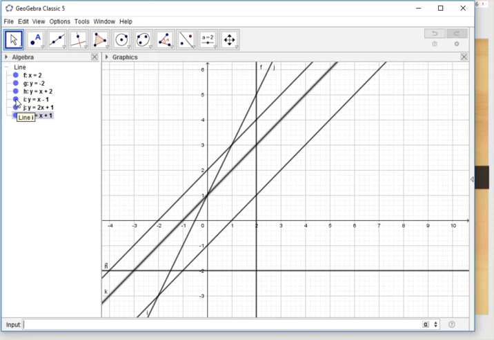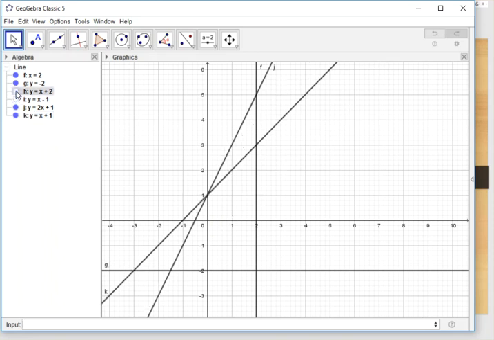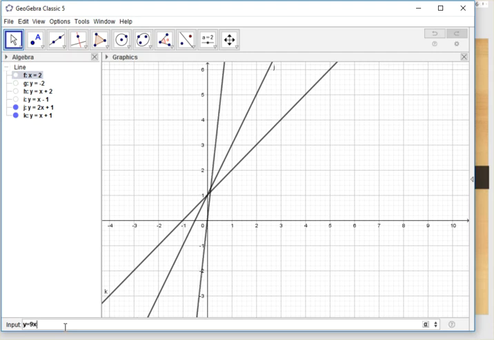So we'll turn these off. I just want you to see this part. They both have plus 1 and they both go through 1. That's not a coincidence. Any equation with plus 1 would go through exactly the same point. So y equals 9x plus 1 goes through that same point.